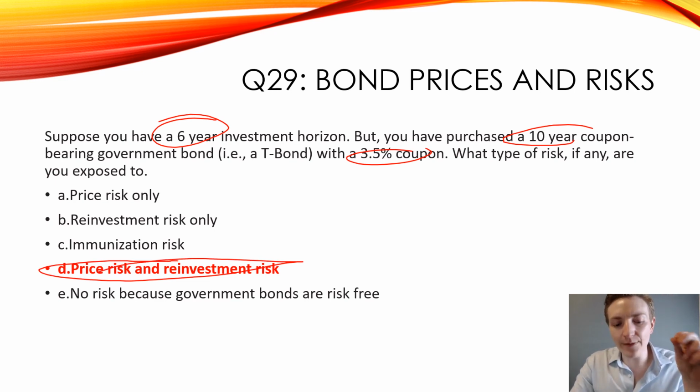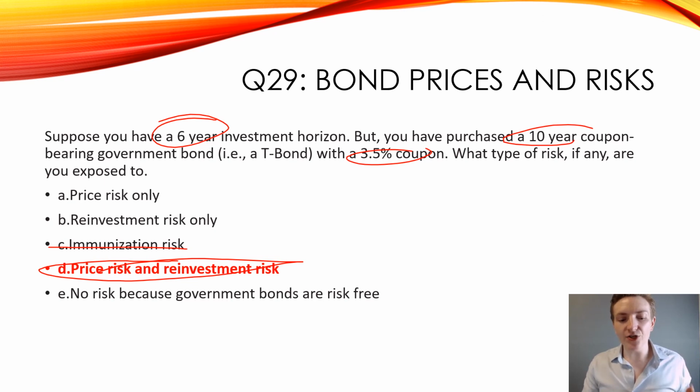The next option is immunization risk. Well, immunization risk is not the relevant risk for this particular situation. That's because we are not immunizing against anything. Immunization has not come up at all in this question. Therefore, immunization risk simply isn't relevant to the scenario that you have been given.